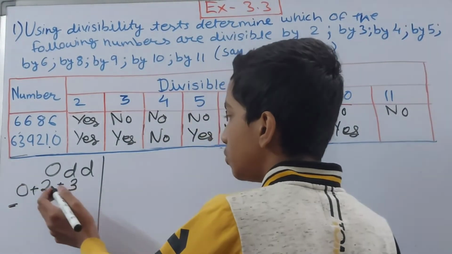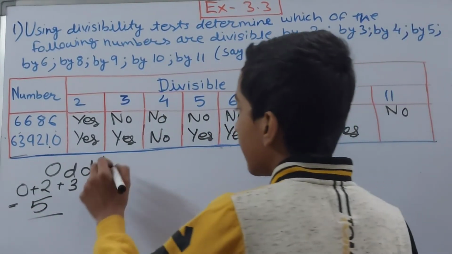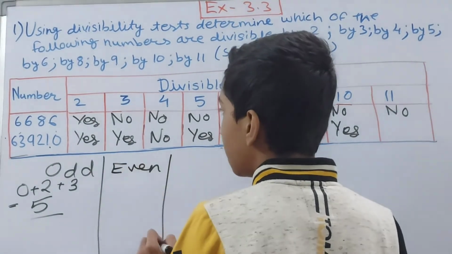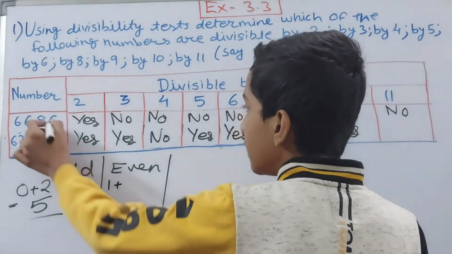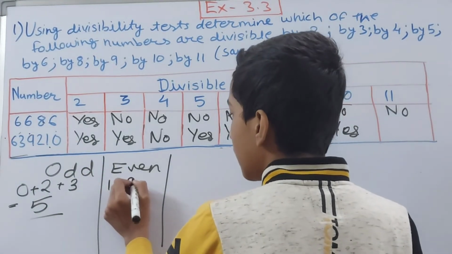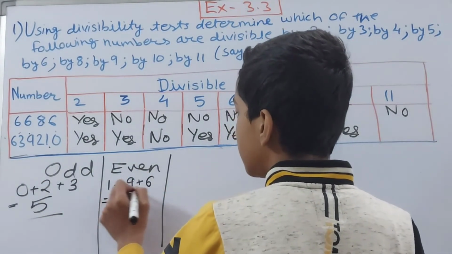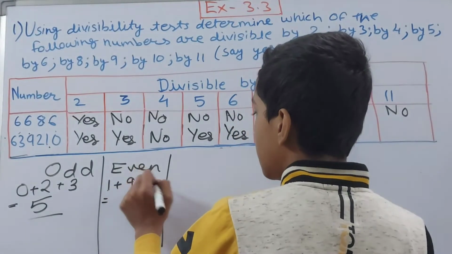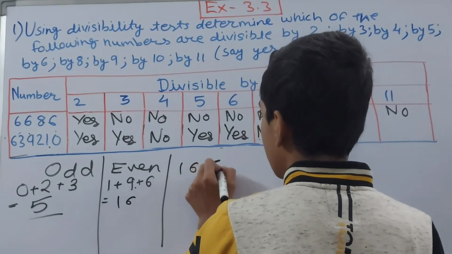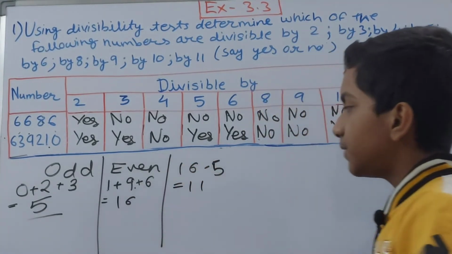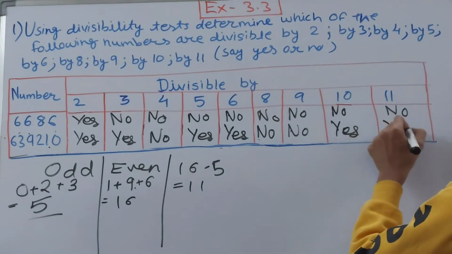Now 0 plus 2, 2 plus 3 is 5. So we have 5 as the odd places sum, and for the even places sum we start from the tens place. At the tens place we have 1, then move one place, we have 9, and then move one place more, we have 6. Now 1 plus 9 is 10, plus 6 is 16. So 16 minus 5 is what? 11, right? Like this we have got 11. Of course it is divisible by 11, so we will put a yes here.